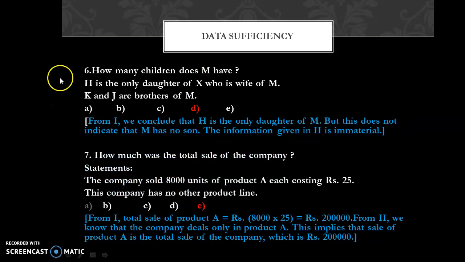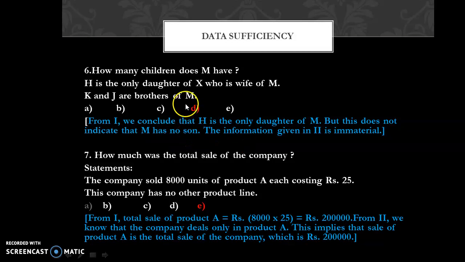Let's check out the next question. How many children does M have? First statement: H is the only daughter of X, who is the wife of M. Second statement: K and J are brothers of M. From the first statement, you can conclude that H is the daughter of M. You can easily understand that from the first statement. But this statement does not indicate whether M has no son. Daughter and son is possible, but it does not indicate about son.